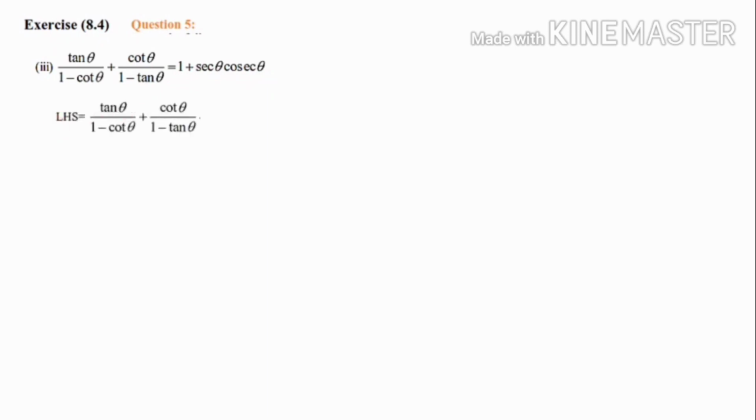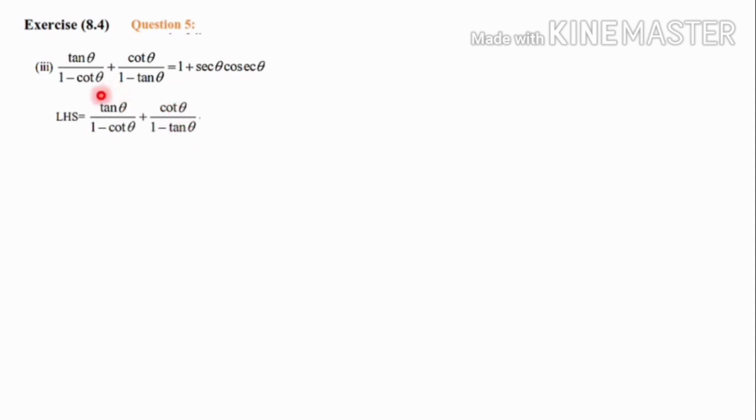Next we shall discuss exercise 8.4 question number 5 sub number 3. Tan theta by 1 minus cot theta plus cot theta by 1 minus tan theta is equal to 1 plus sec theta into cosec theta. Here we have to take the left hand side, that is tan theta by 1 minus cot theta plus cot theta by 1 minus tan theta.